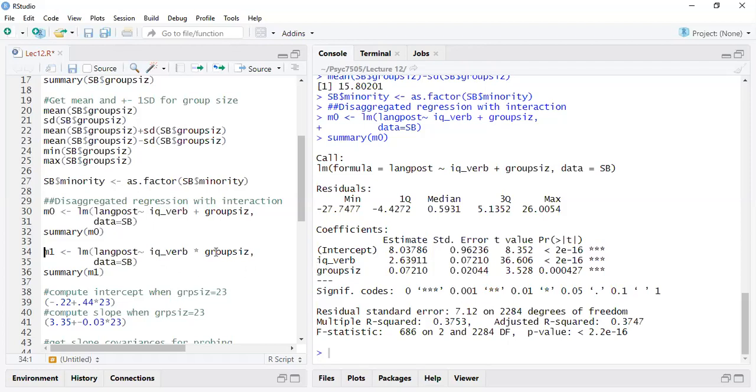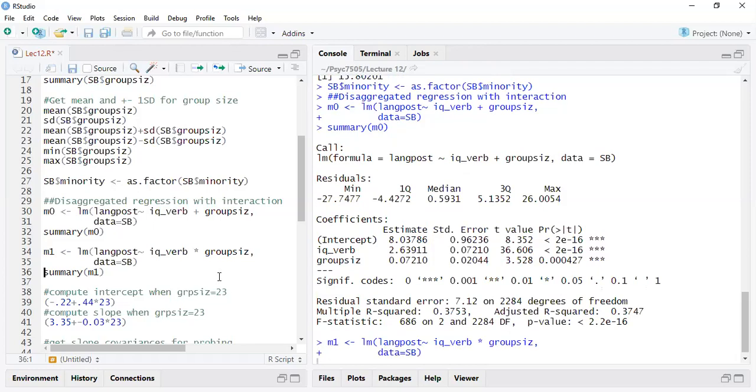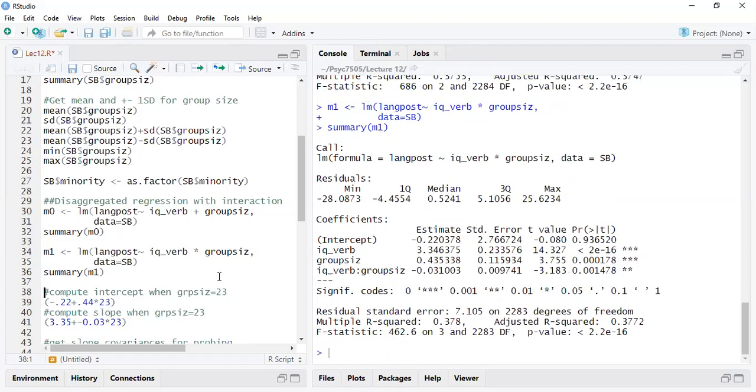To add an interaction term in R, we replace the plus between our predictors with a star. So if we do this, IQ verb star group size, this will include both the first order terms, the slope of verbal IQ and group size, and the product, the interaction between them, automatically. You don't have to create a variable or anything.